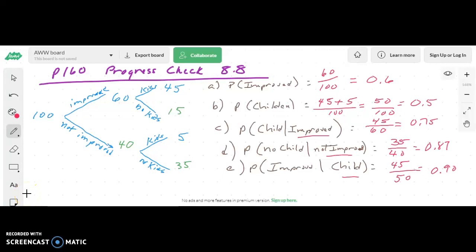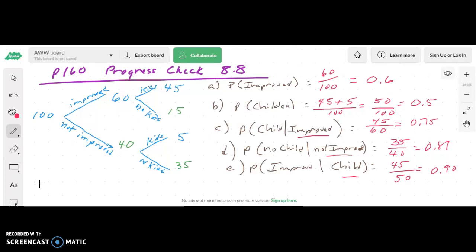Hello, for this screencast, we're going to walk through one of the items from the textbook, namely the progress check 8.8 on page 160, which deals with probability and specifically conditional probability, which can at times be a fairly complicated problem. So hopefully this will help you find strategies to set these types of problems up and to solve them moving forward.